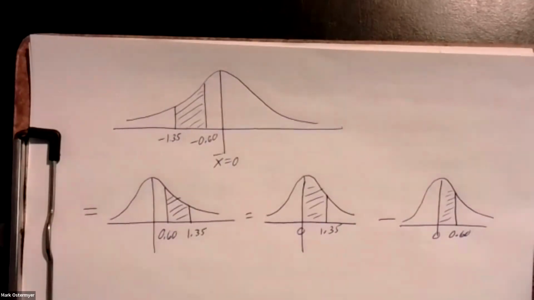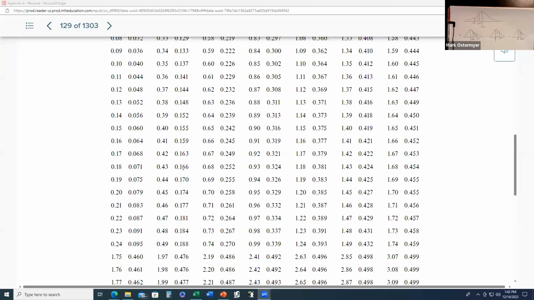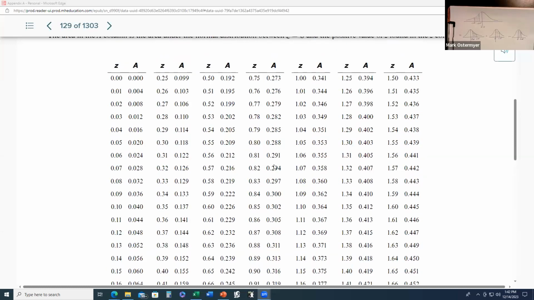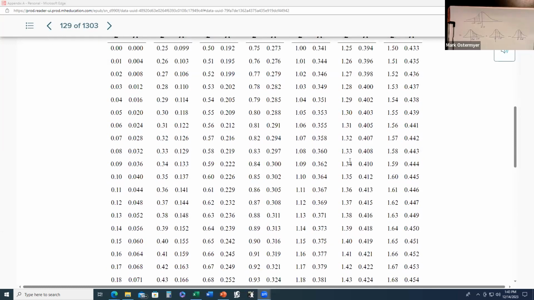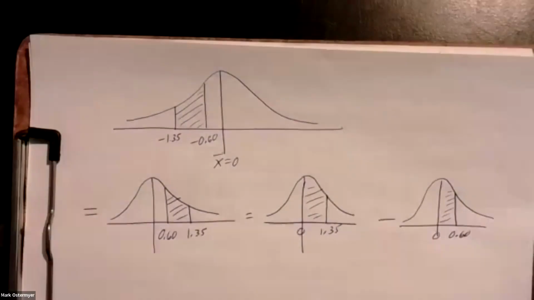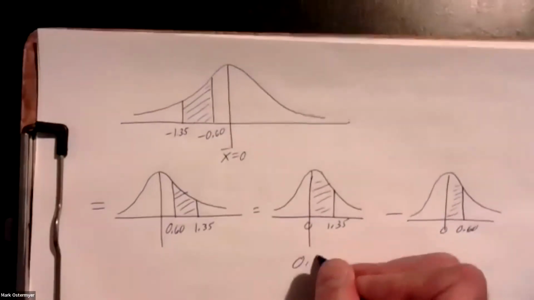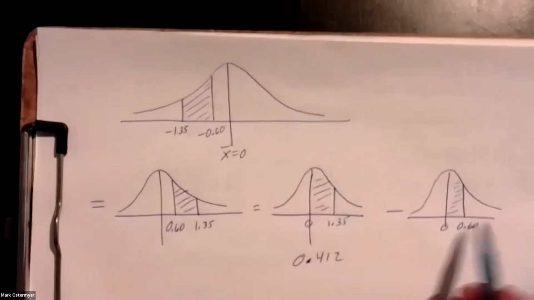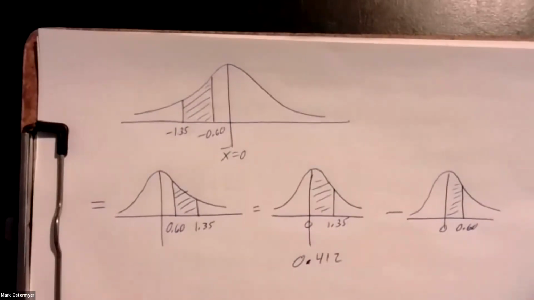1.35. Where is 1.35? Calling all cars. Where's 1.35? Aha, I think I found it. Right here. So what's the area? 0.412. Write that down. 0.412 is this area. Now we got to go find the area between 0 and 0.6.